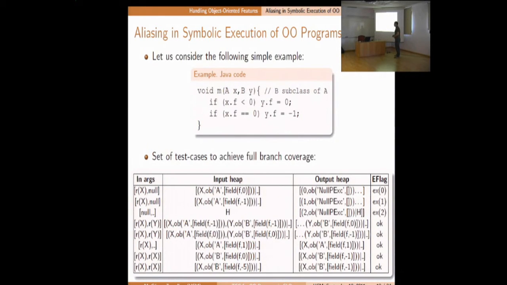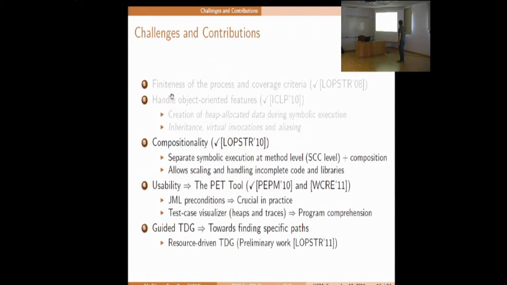Okay, and then again, we can do this by adding an additional line to these built-ins, so that this can be done in this way. So we can get the interesting test case where both references are the same, and then if I have a negative value set here, we go through both ifs in this case. Okay. Right. So that was about handling object-oriented features.